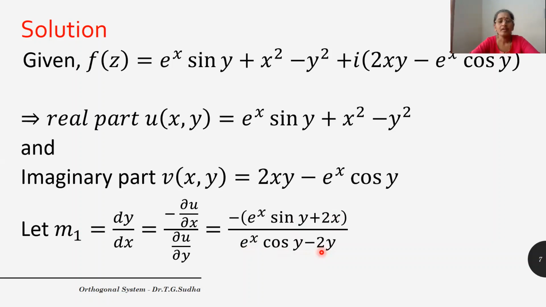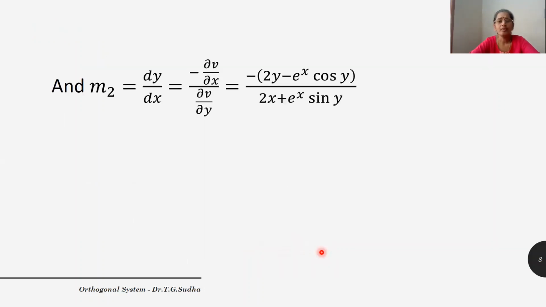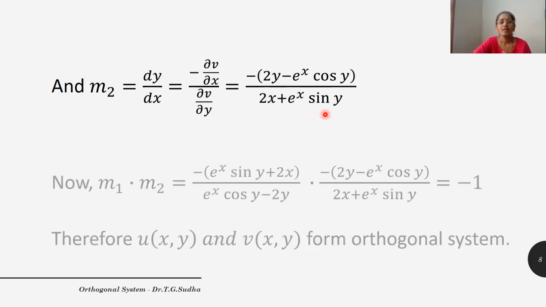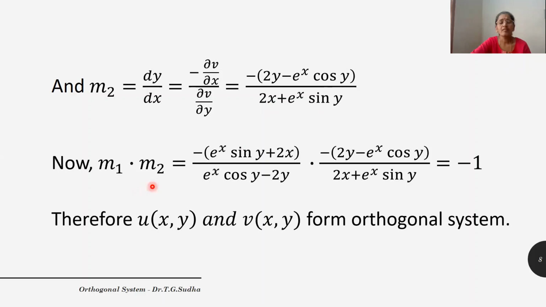Similarly, for the curve v = c2, let us calculate m2. That is dy/dx = -vx/vy, and that is -(2y - e^x cos y) divided by (2x + e^x sin y). Now let us consider this m1 · m2. So this is the expression for m1 · m2.